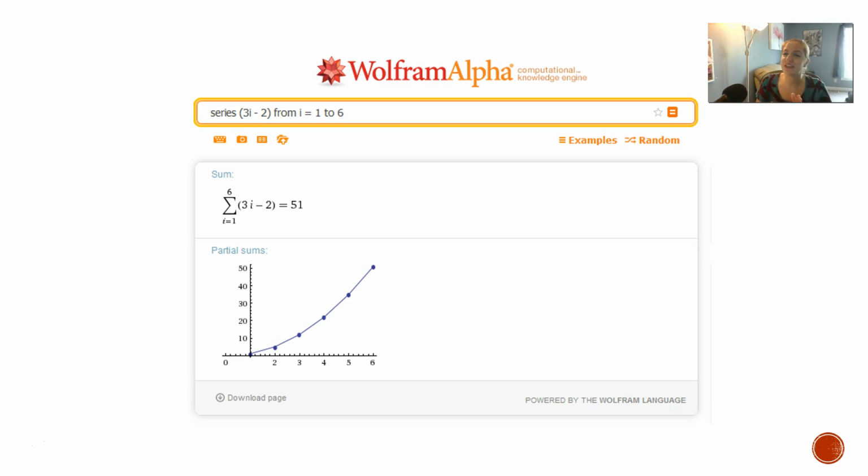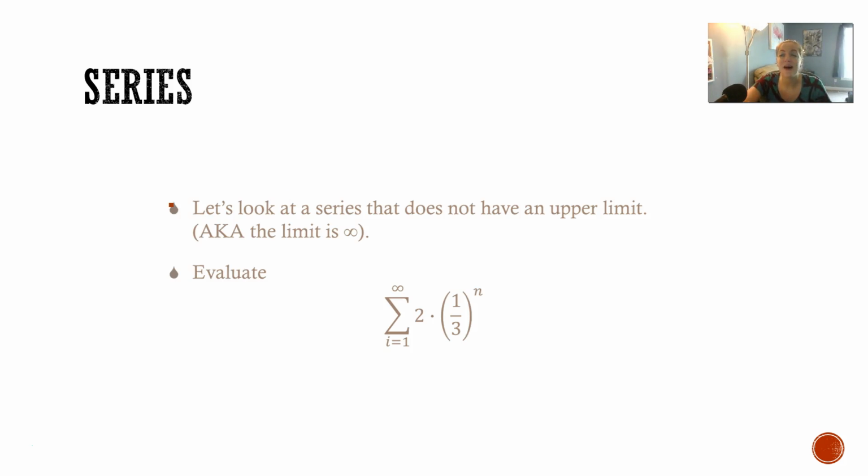So I want to make sure I did it right. Type this in. And then they do give like a little graph here, but you can see it sums to 51. So yay, we did it correctly. Who doesn't love a good check? I always love a good check.